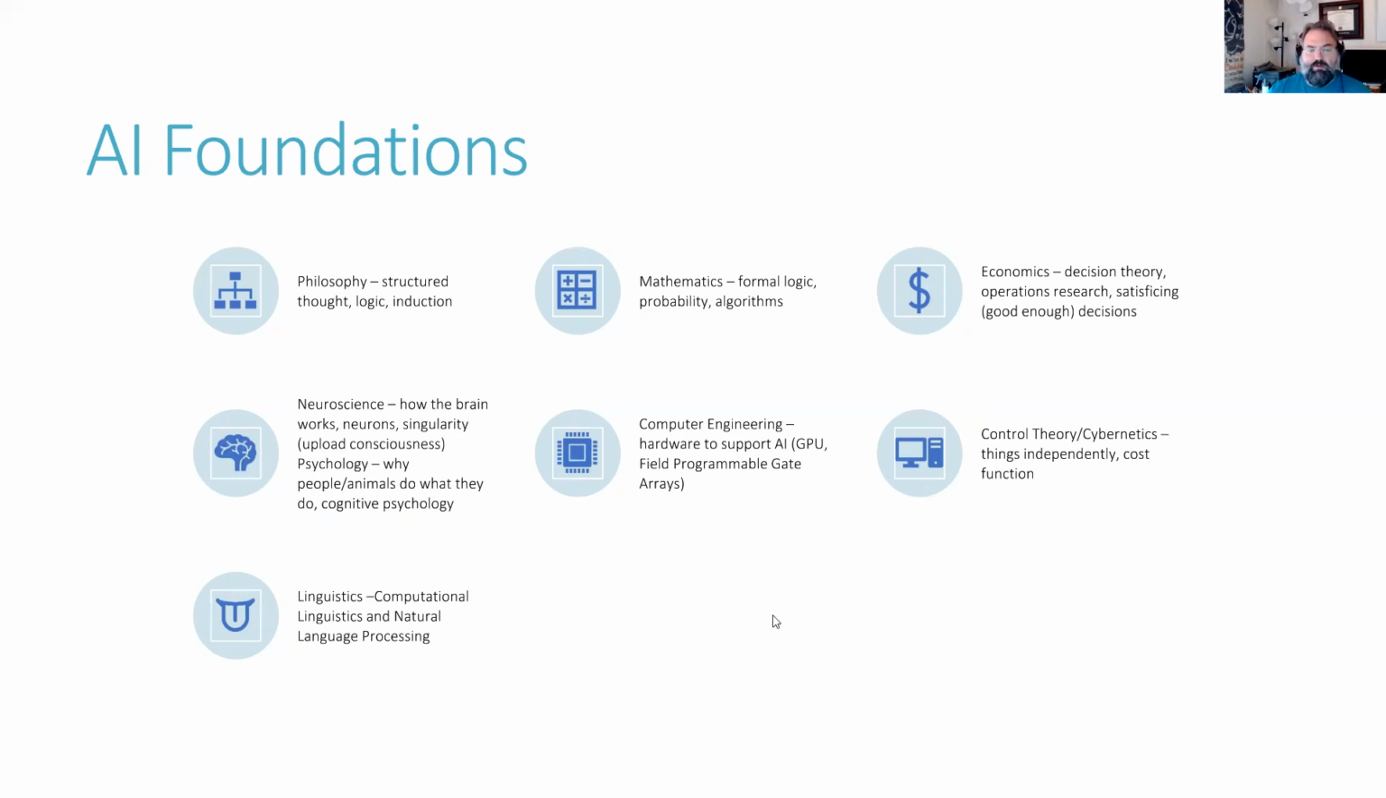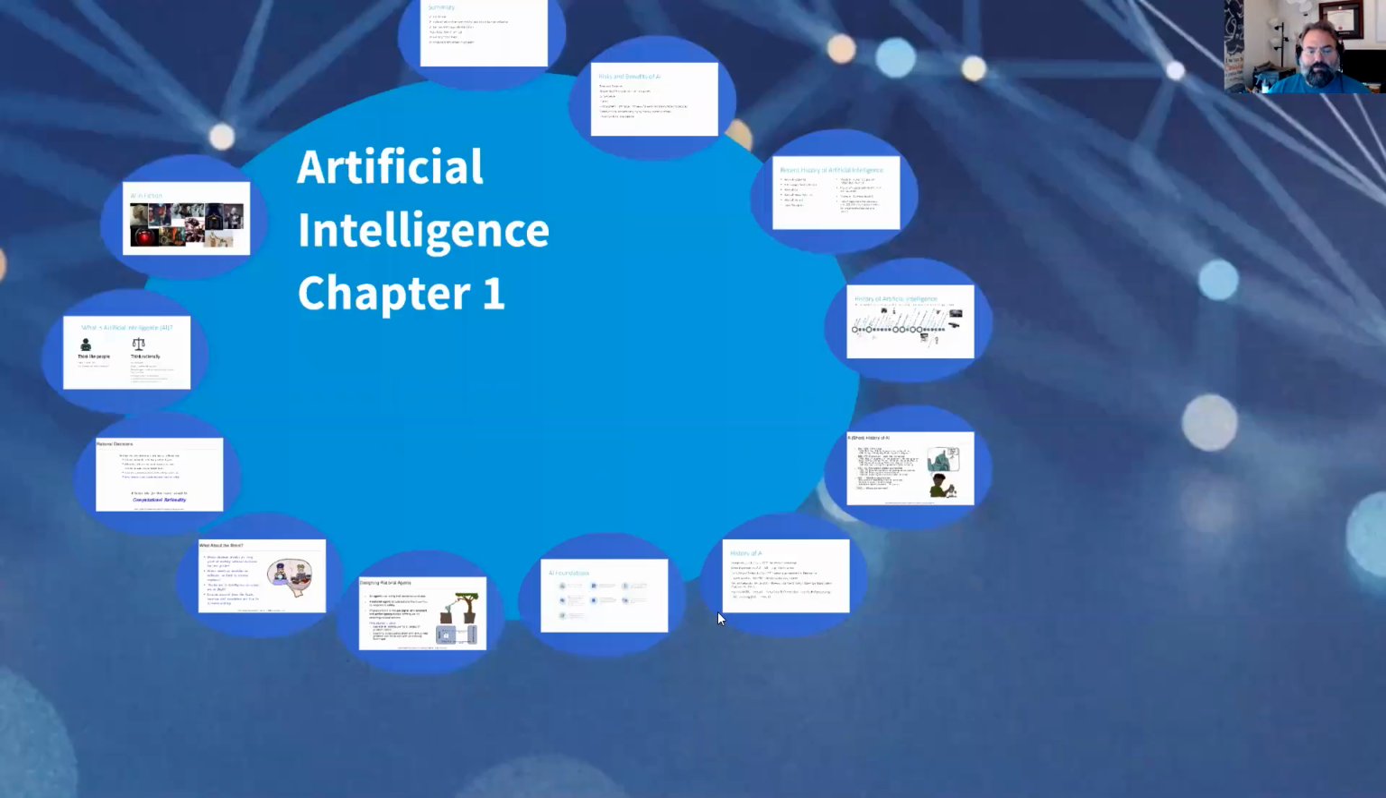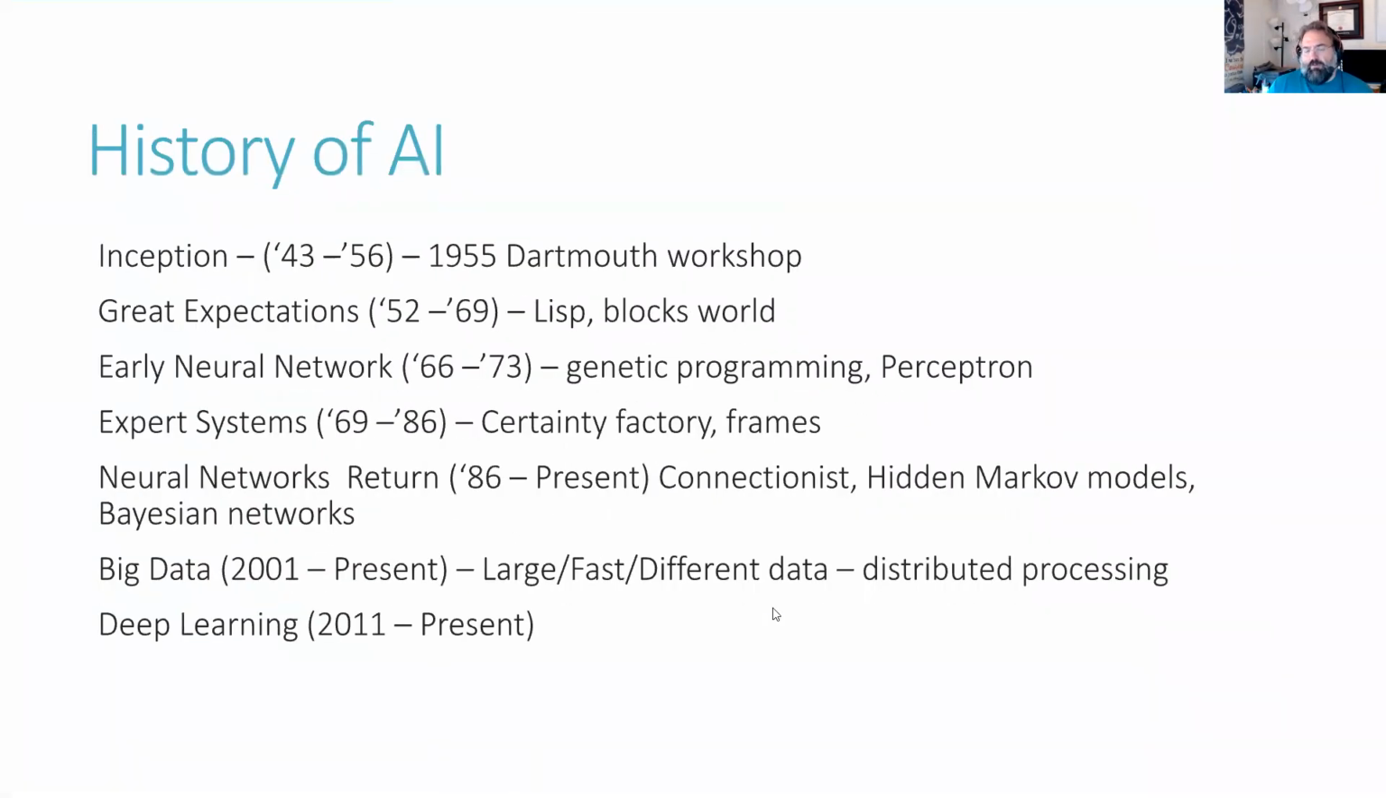So it is very much a broad category of things that have caused it to be, and a broad set of concepts and technologies that are used. Can't really talk about a thing without talking about where it came from. This is a rough timeline, and we'll have another one here in a little bit. It started roughly around 43 to 56. The Dartmouth workshop in 55 is kind of viewed as the main point. Almost everything we'll talk about comes from it.